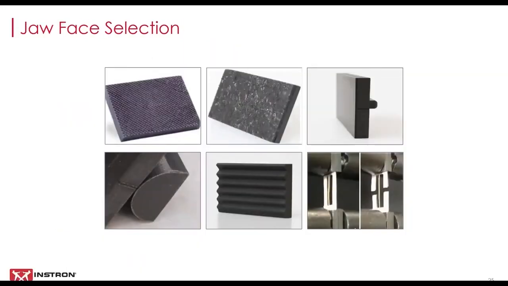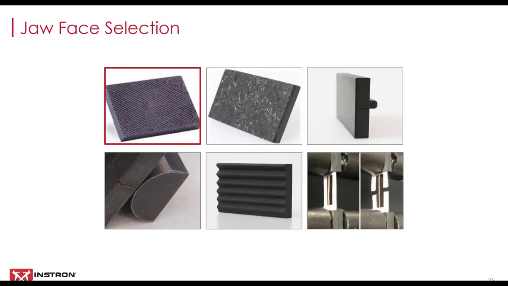There are a wide range of jaw face types that can be used with both manual and pneumatic grips. The ability to change jaw faces easily means that you can use one set of grips for a variety of applications. These serrations provide friction to help grab the specimen securely. They work well with hard tissues and plastics.